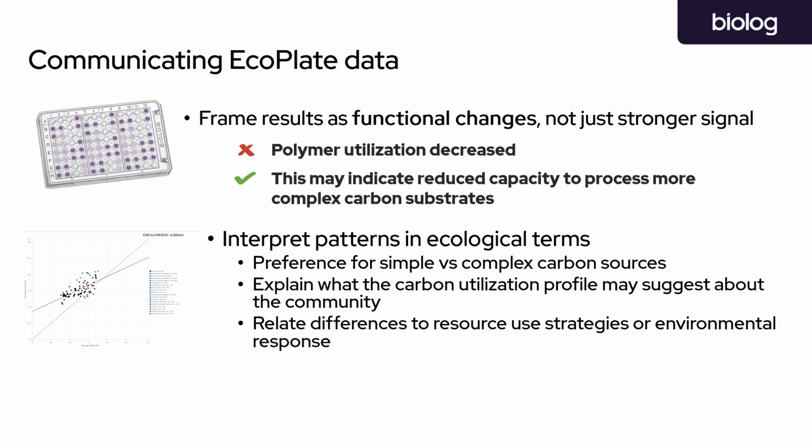Now, when you're presenting EcoPlate results, it is important to frame your findings in ecological terms. So rather than simply reporting stronger or weaker signals, we want to interpret what the carbon use pattern means, right? So for example, does the community prefer simple substrates or complex polymers? Are certain functional guilds increasing or decreasing? These patterns help us understand resource use strategies and environmental responses, right?